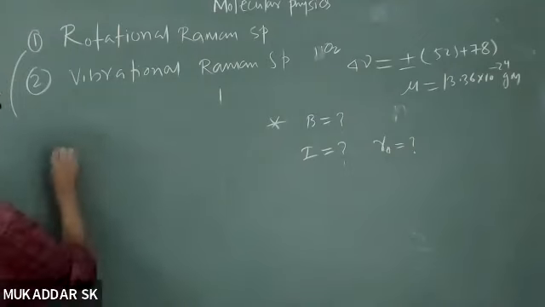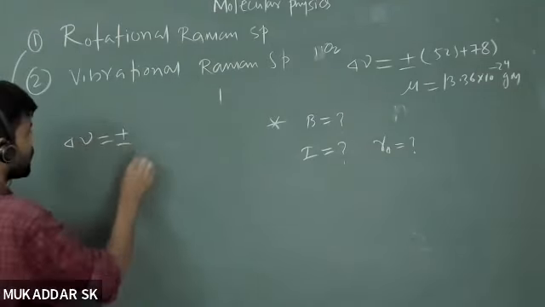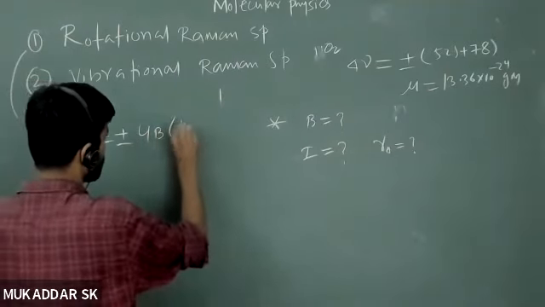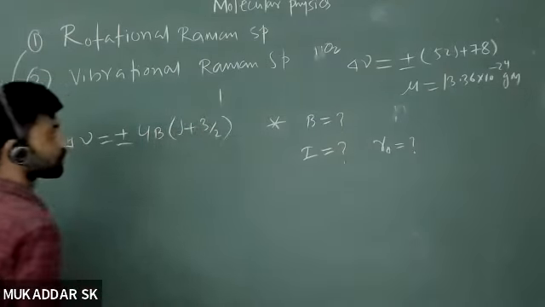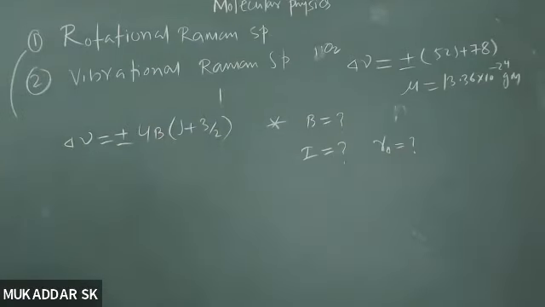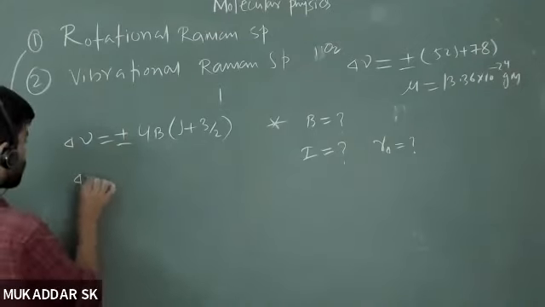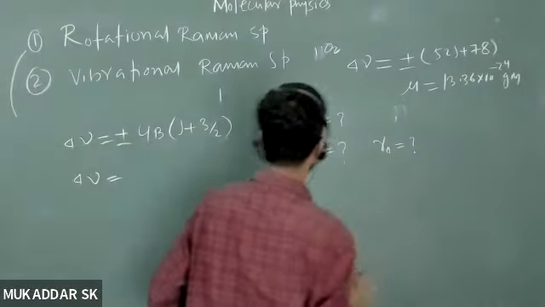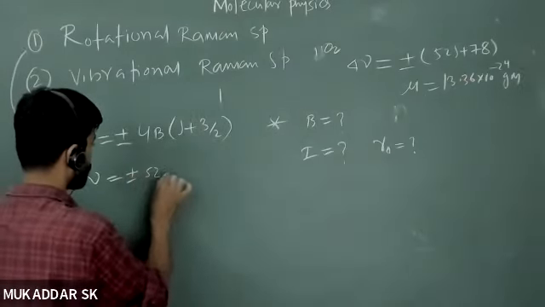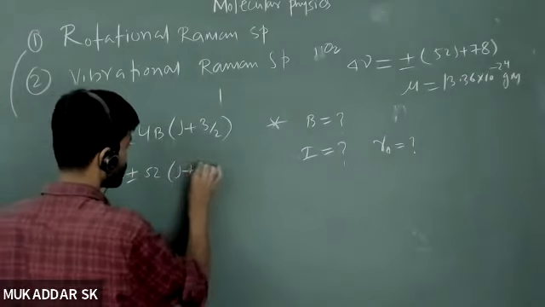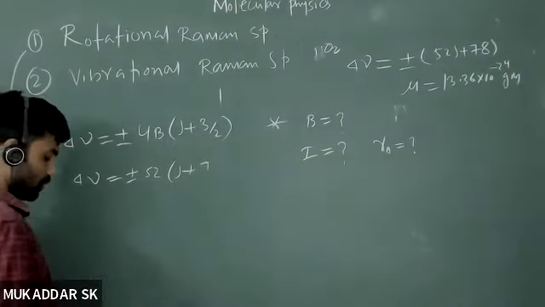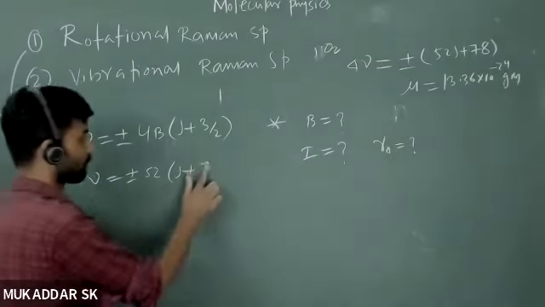So it's a very simple problem because you know the Raman shift, that was how much? Plus minus 4B into J plus 3 by 2, right? That is your form, right? Now if I compare, I will make the form in terms of J plus 3 by 2. So you have to take 52 common. If you take 52 common, what can I write from this equation? Plus minus 52 into J plus, how much is given? 78. So what will be the factor? 3 by 2, right?